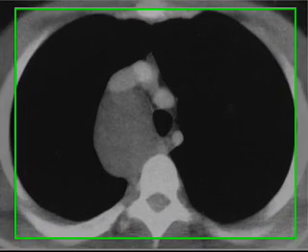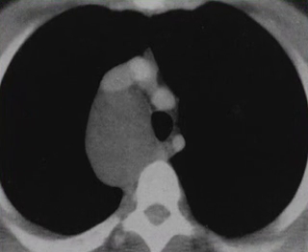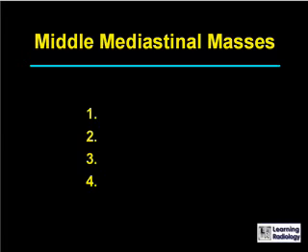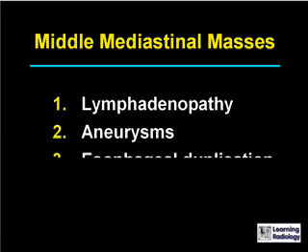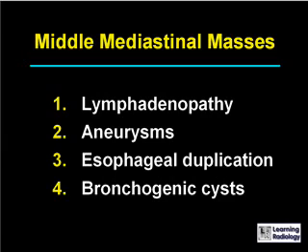Here's your first differential. Pause the player. The differential is for middle mediastinal masses. There are 4 causes. Pause the player. The 4 causes of a middle mediastinal mass are lymphadenopathy, aneurysms, esophageal duplication, and bronchogenic cysts.